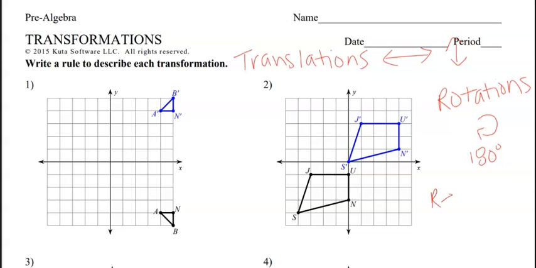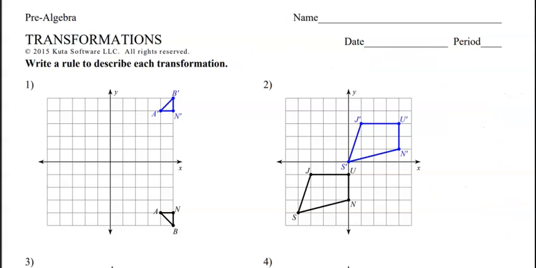And then lastly, we have reflections, which flip things. And usually we flip these over an axis, so we flip it over the x-axis or the y-axis. So now we talked about our 3 different transformations. We need to decide which one is being shown in the image.